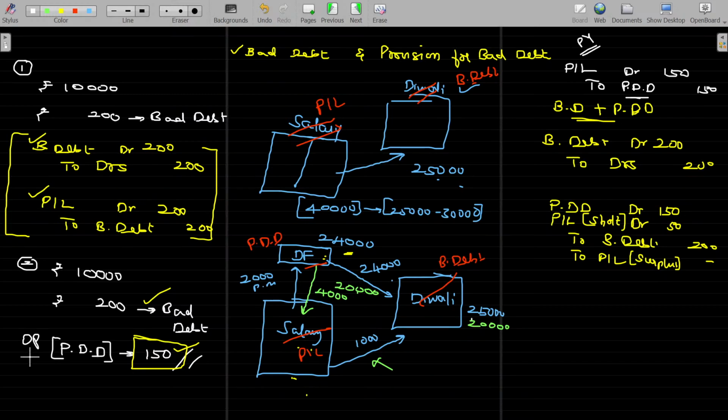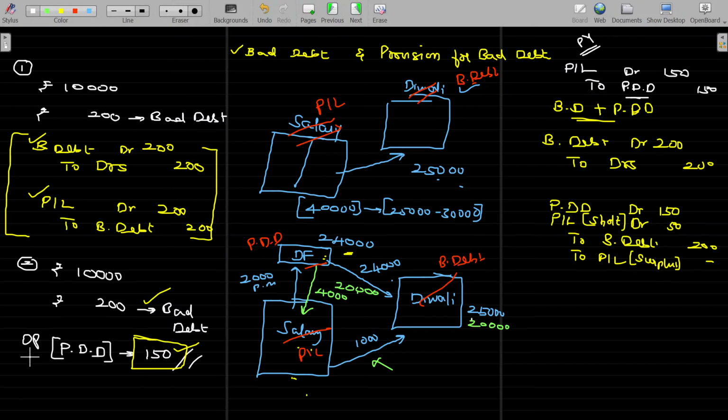In this year, bad debt is 200 rupees. To adjust that bad debt, we have the PDD. Where do we have the PDD? This will not automatically come, right? It might have been created in the previous year. In the previous year, the entry could have been PDD created, right?